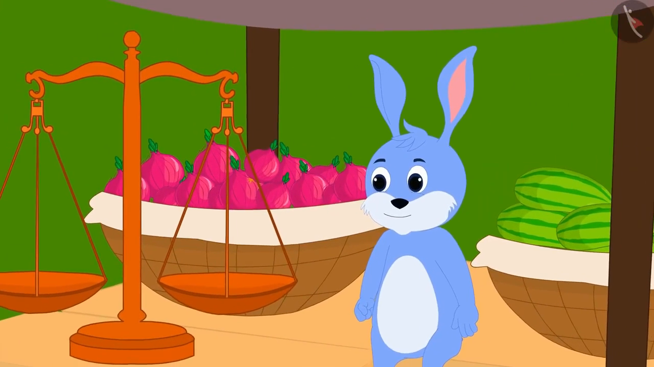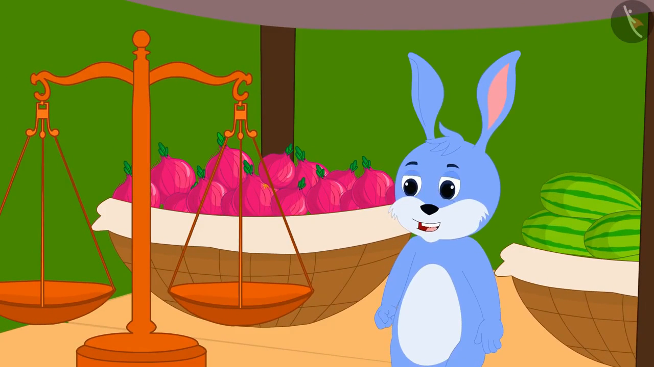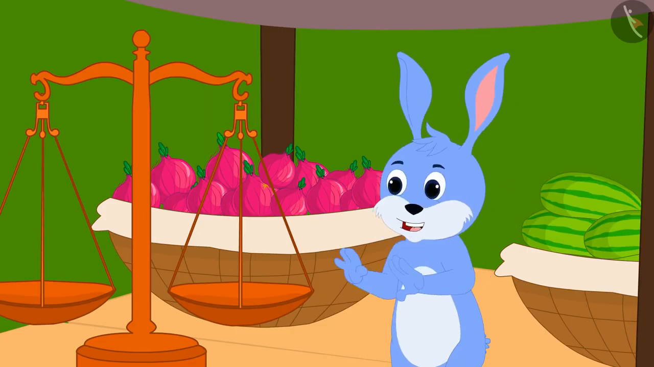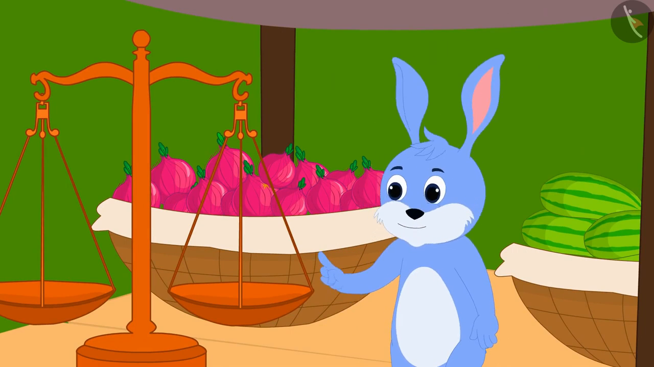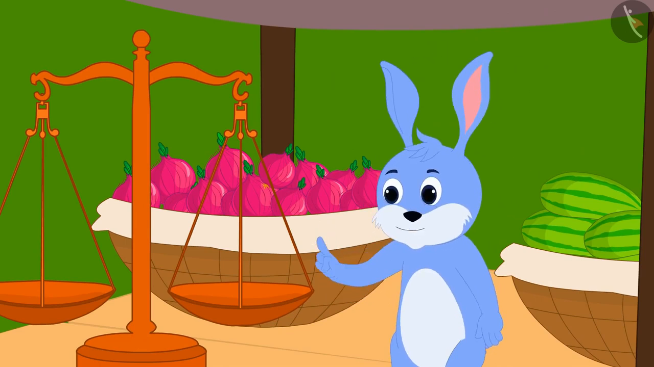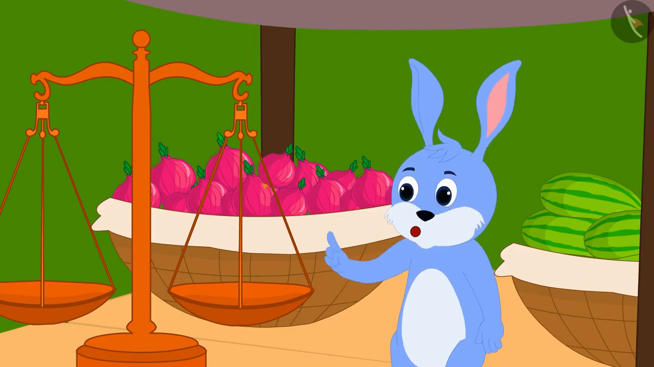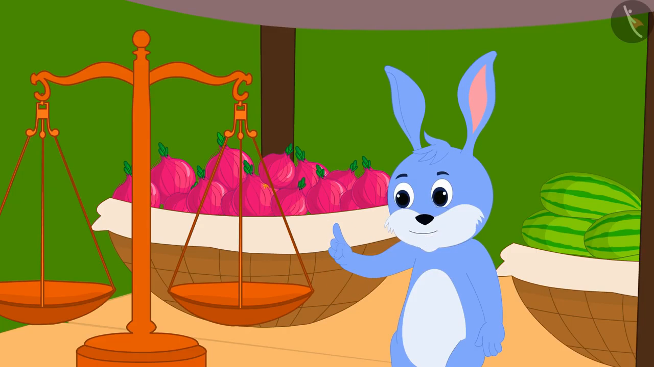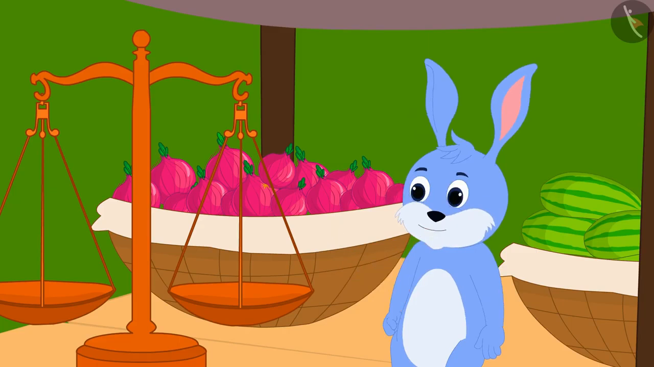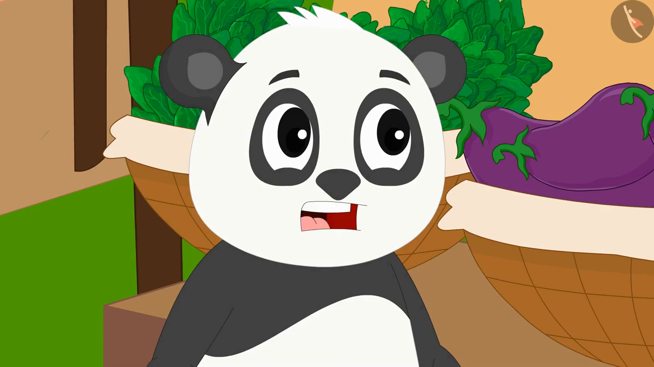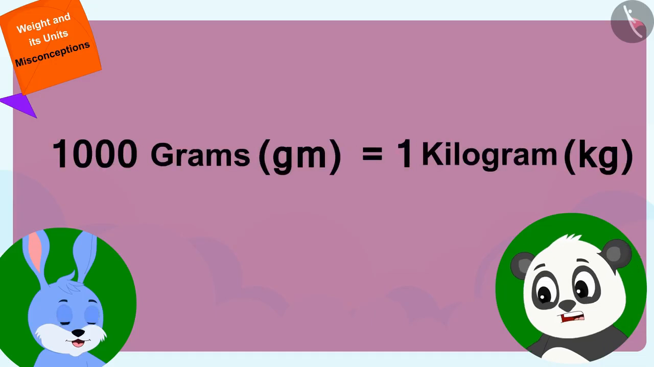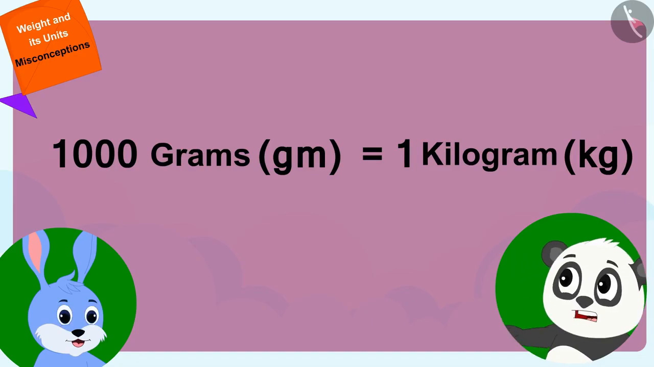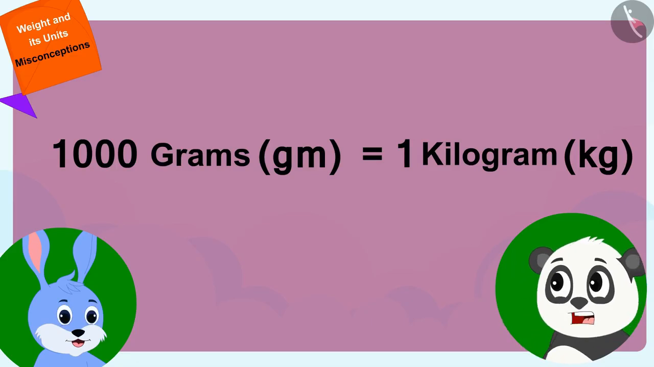Then Bunny laughed and said to Golu, "Calm down, my friend, calm down. I will explain to you. Look, Babban gave you 1000 gram apples. And Golu, 1000 grams is equal to how many kilograms?" "1 kilogram." "Well, that means you and Babban have given me apples of the same weight."